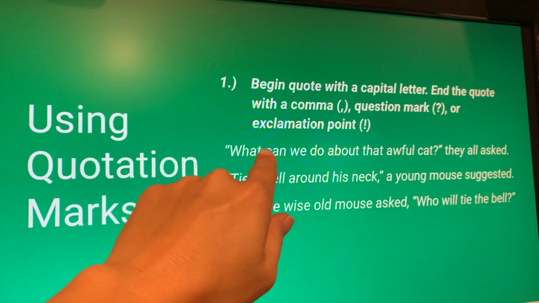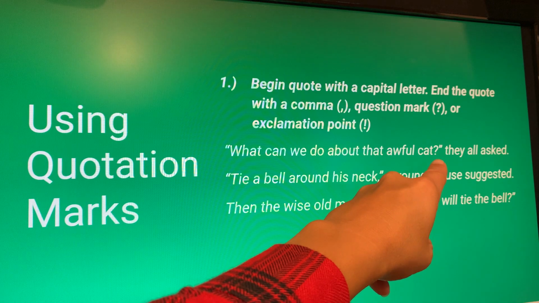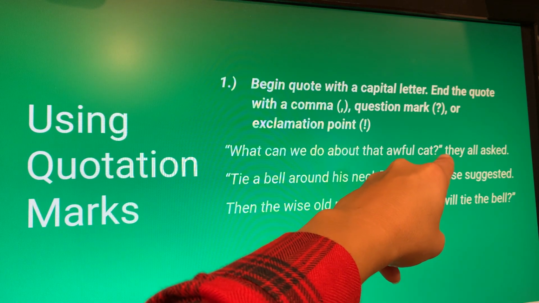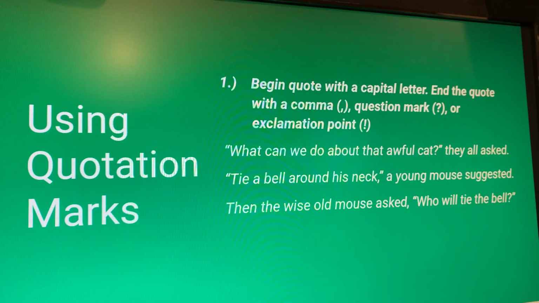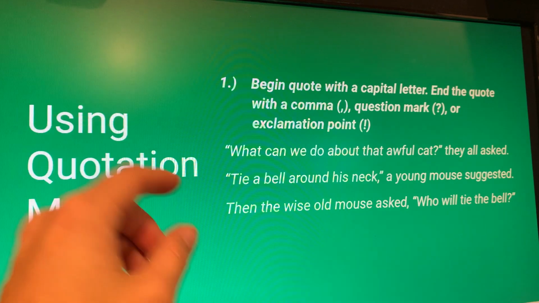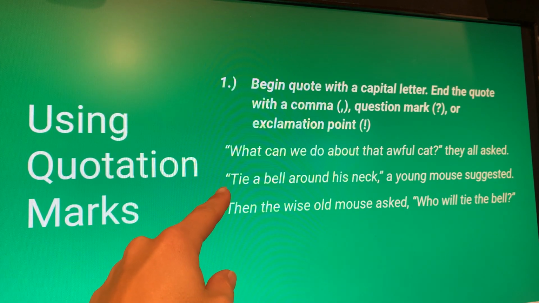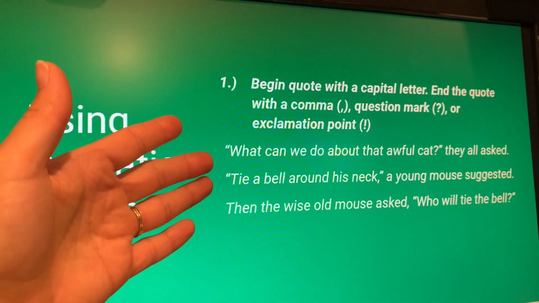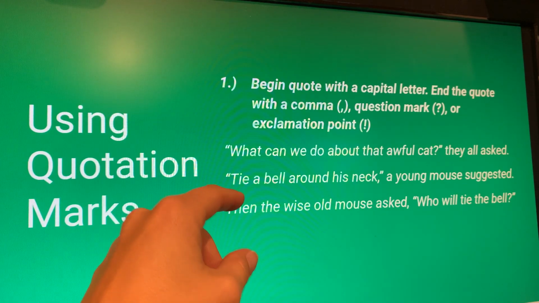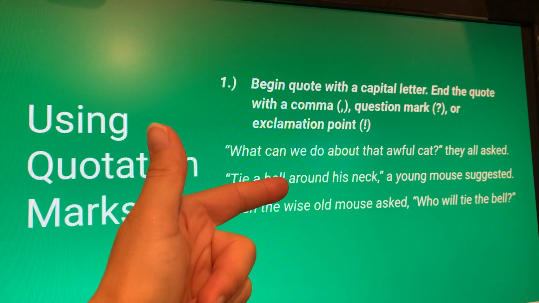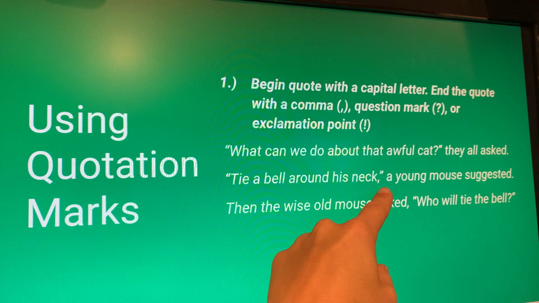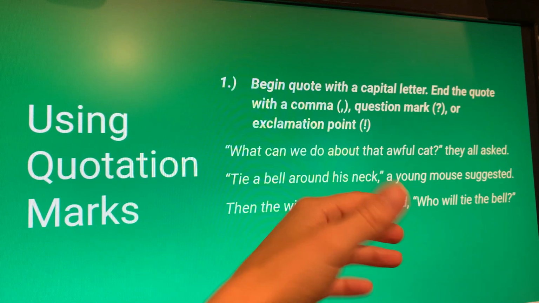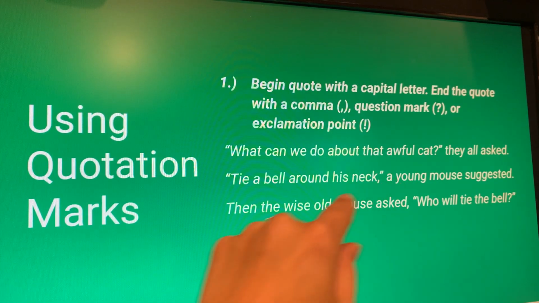Right here it says, "What can we do about that awful cat?" And you notice they ended the quote right here inside the quote marks with a question mark. "What can we do about that awful cat?" they all asked. "Tie a bell around his neck," a young mouse suggested. Now just think to yourself, tie a bell around his neck. Is that a question or a statement? A statement, right? Therefore, we don't need a question mark. And because we're not exclaiming it, all we need is a comma.